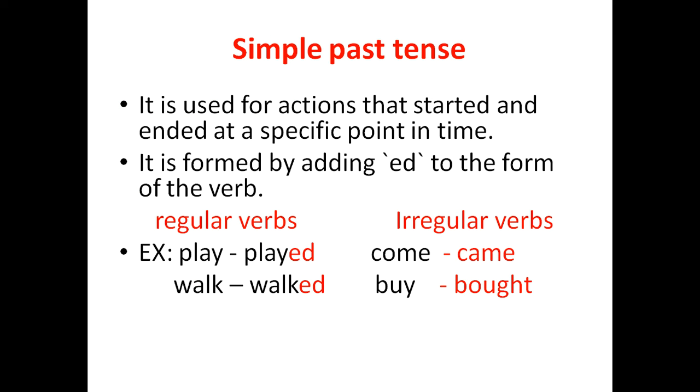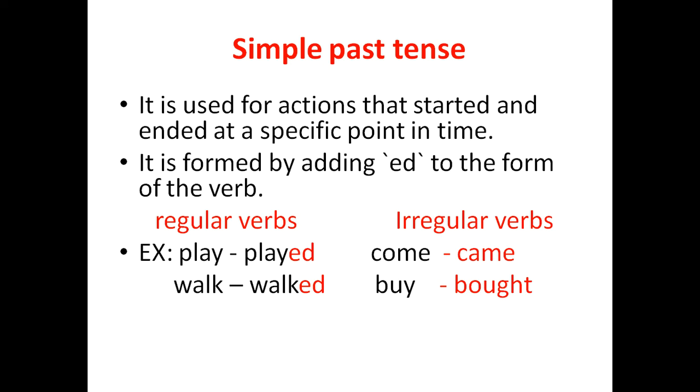So here is the first tense, which is simple past tense. What is meant by simple past tense? As I said already, an action which has happened already. It was already completed. It is used for actions that started and ended at a specific point in time. It is formed by adding ed to the form of the verb. But sometimes we can't add ed to the verb. So that word is said to be an irregular verb, which I said already.